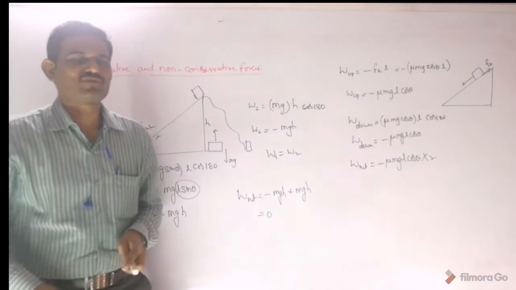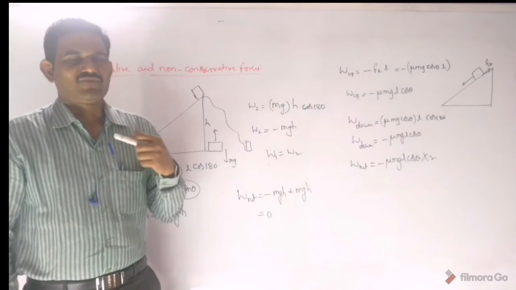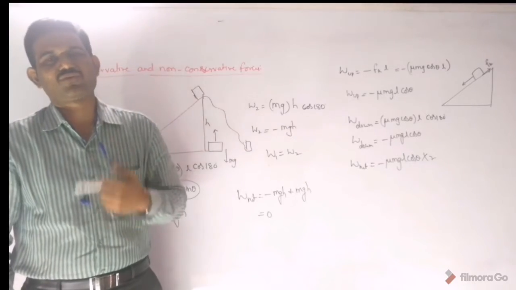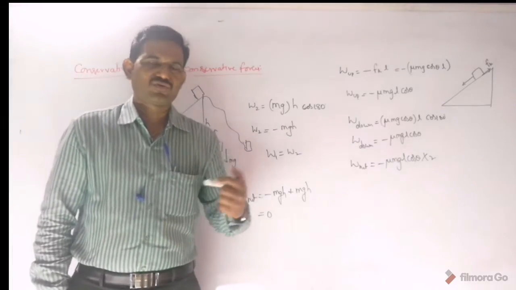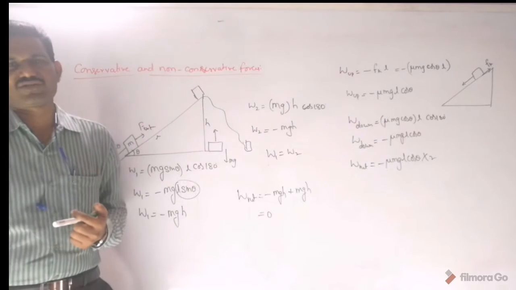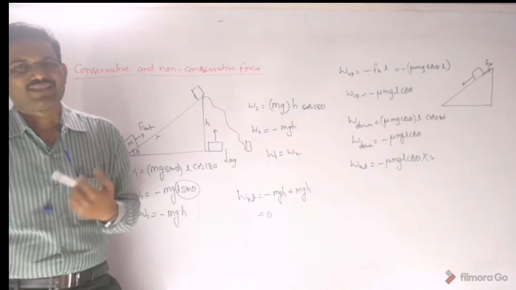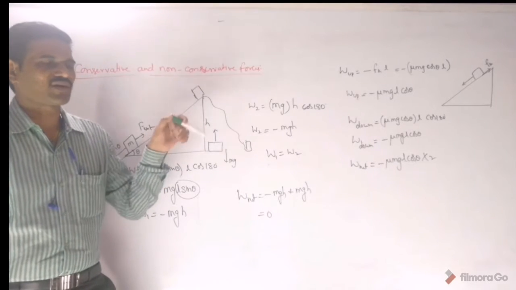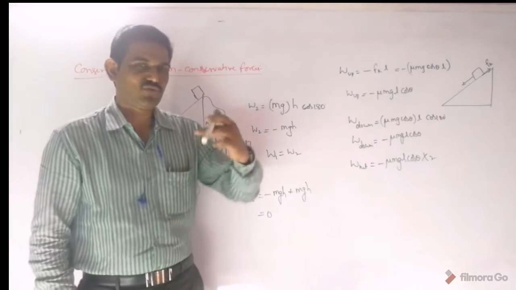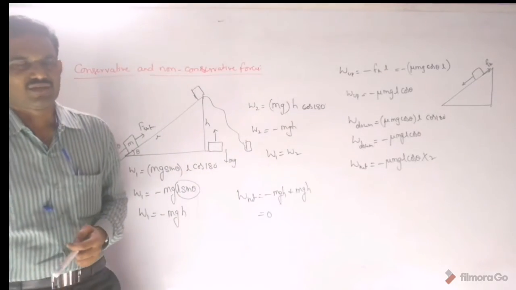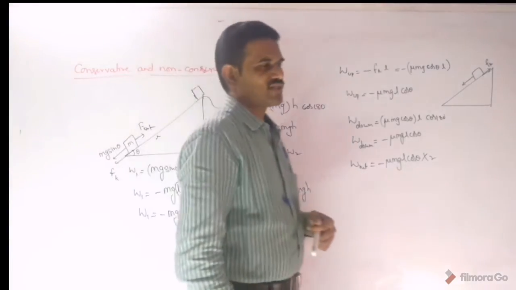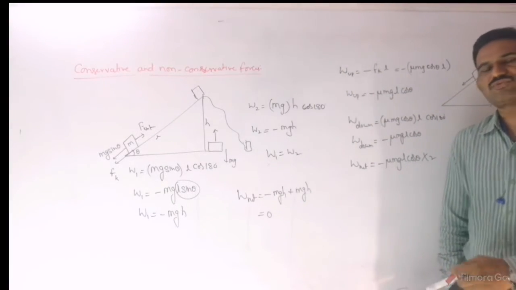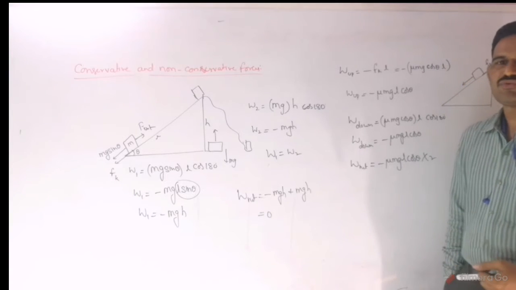So the conservative force means, we can say simply this: if the work done by the force is independent of the path followed, and for a closed loop, if the work done is 0, in the sense that the body again reaches the initial position so that work done is 0, then we say that it is a conservative force. And for that conservative force, work done is independent of the path followed. It only depends on initial and final positions, right? So such a force is nothing but a conservative force. And as we discussed here, this gravitational force is one such conservative force.